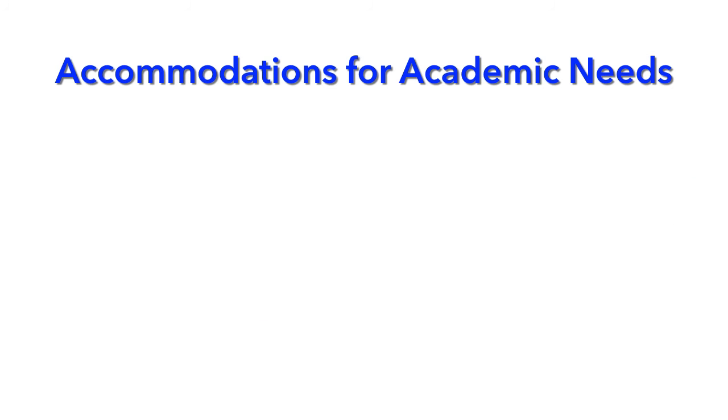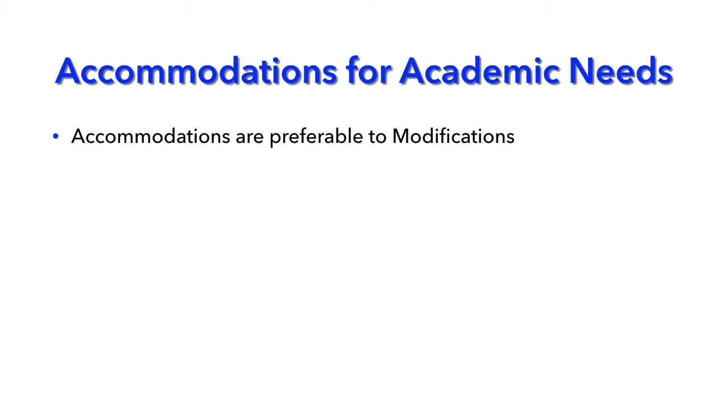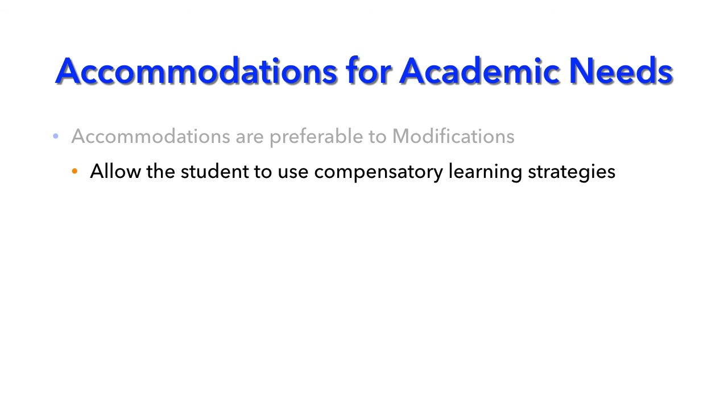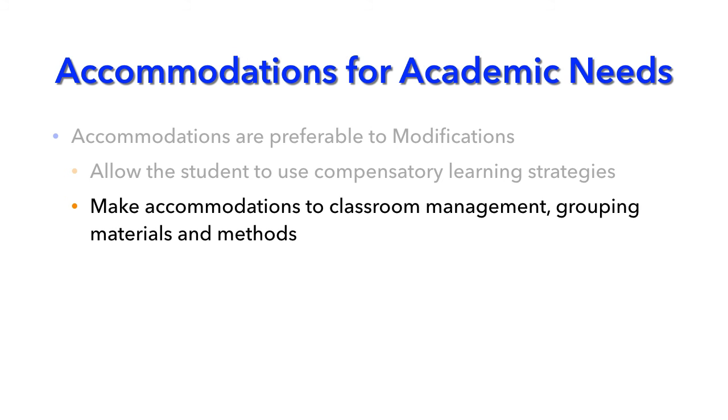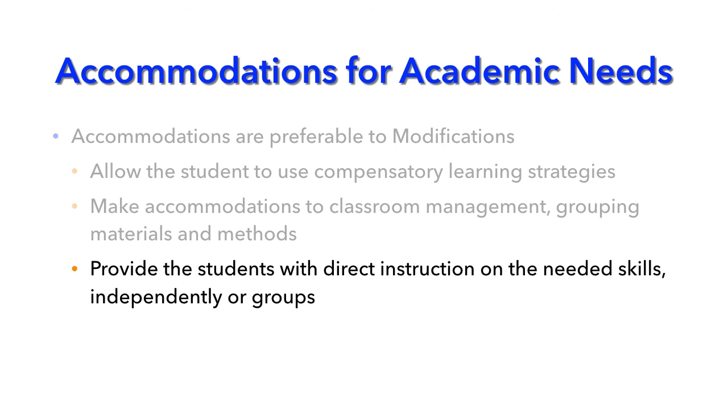A couple more things about accommodations for academic needs. Accommodations are preferable to modifications. Modifications are going to come from an IEP. We're generally not going to use them for behavior. Modifications are for extreme situations where the student cannot complete certain work. Allow the student to use compensatory learning strategies, as in maybe you give them a partially filled out study sheet. Make accommodations to classroom management, grouping, materials, and methods. So put them in a different place, seat them differently, make those contracts. Provide the students with direct instruction on the needed skills independently or in groups. So as we saw before, sitting down the student and teaching them social skills.